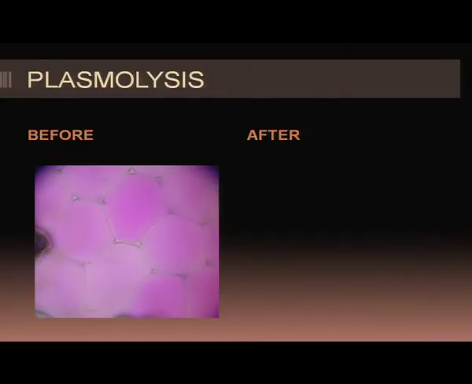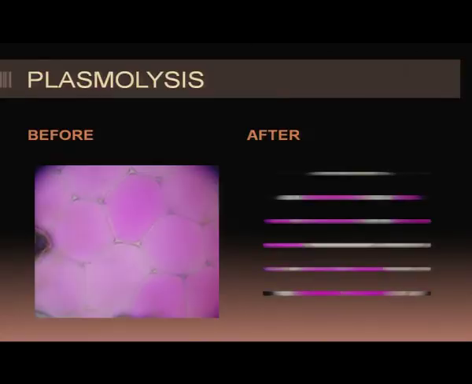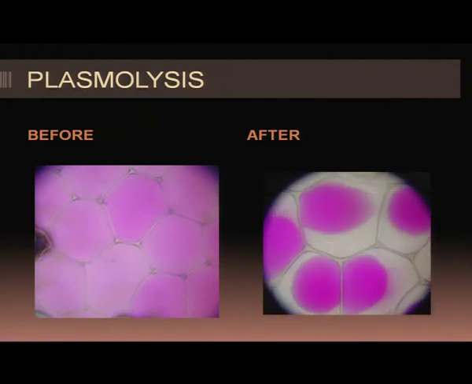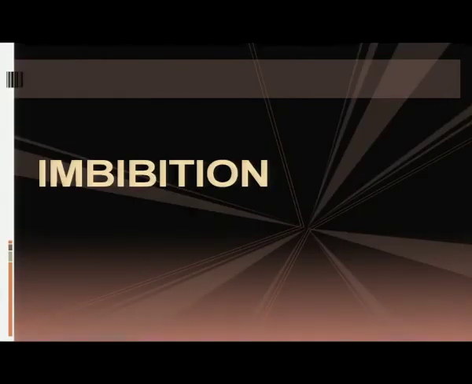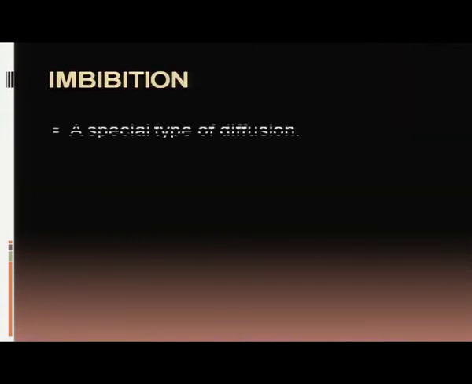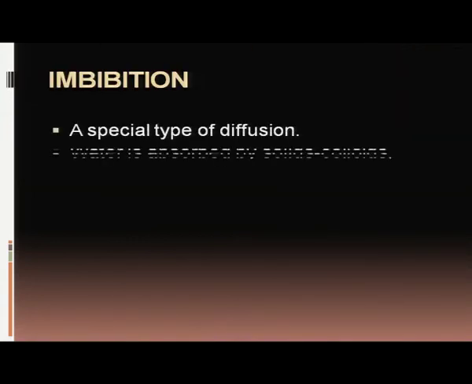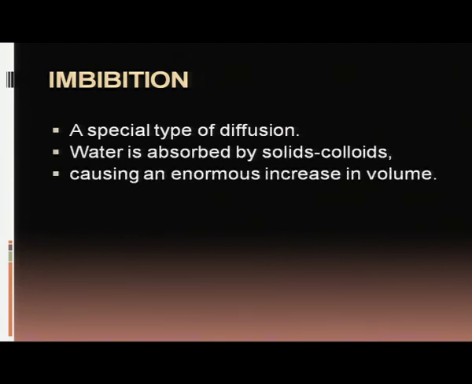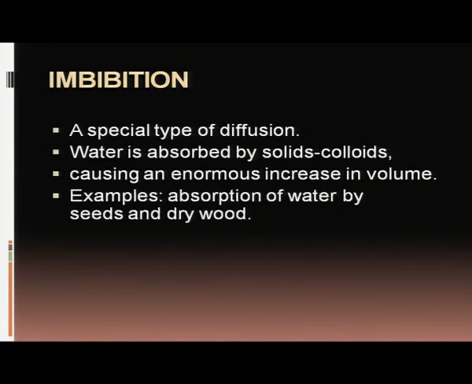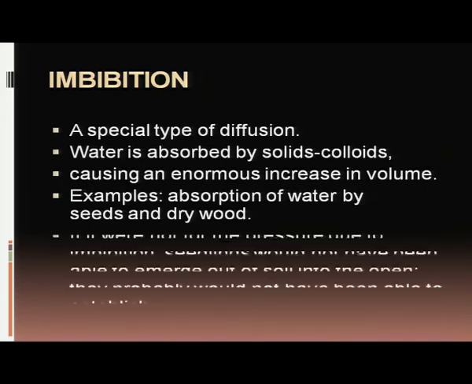Okay. Moving on. So, this is a microscopic image of a cell before plasmolysis and after plasmolysis. You must have done practicals in your classes performing plasmolysis. The last topic for today is imbibition. Imbibition is a special type of diffusion. Water is absorbed by solids or colloids, causing an enormous increase in volume. An example is absorption of water by seeds and dry wood.